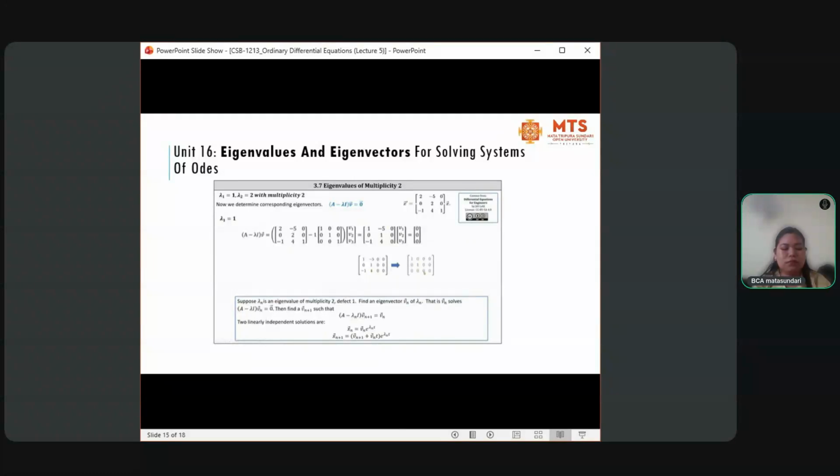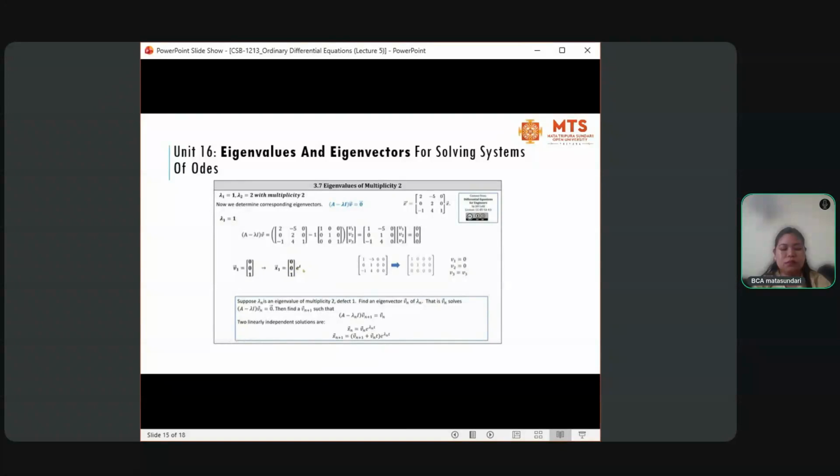Notice v3 is a free variable. The first row indicates that v1 equals 0. The second row indicates v2 equals 0. And again, v3 is a free variable. So for example, if we let v3 equal 1, we have the corresponding eigenvector, the vector v1, as the vector 0, 0, 1. This also indicates one independent solution is x1 equals the eigenvector 0, 0, 1 times e to the power of 1t, or just e to the t.